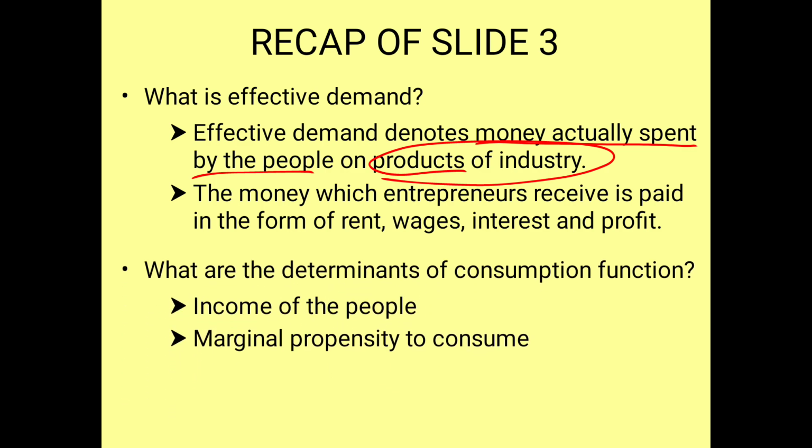Next, what are the determinants of consumption function? Two determinants are there. One is the income of the people. The next is marginal propensity to consume, that is, how much a consumer is willing to consume. So in today's class we are going to see the aggregate demand function.